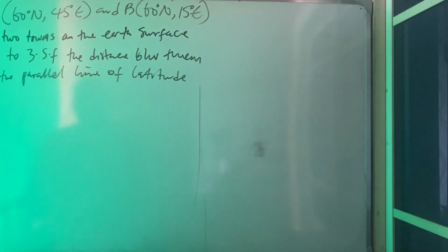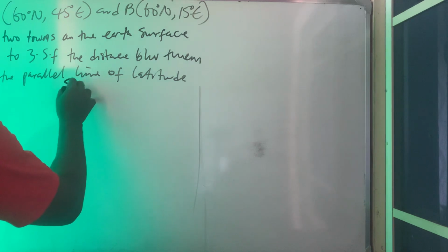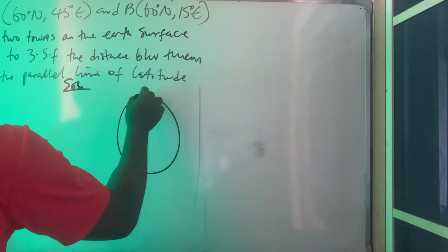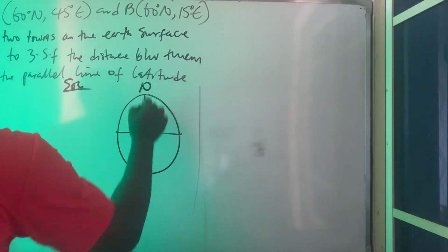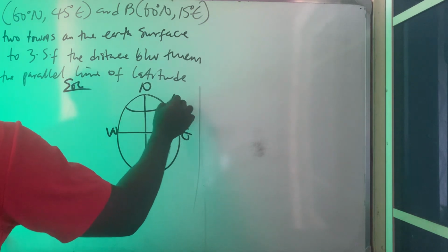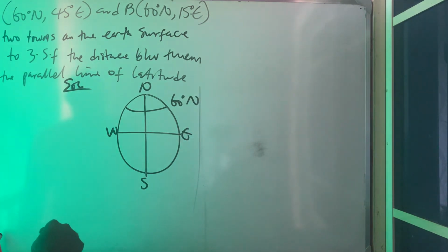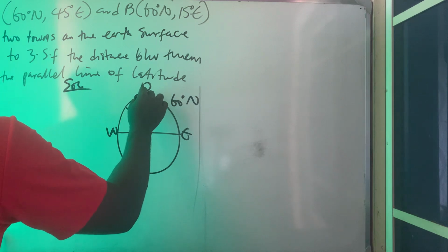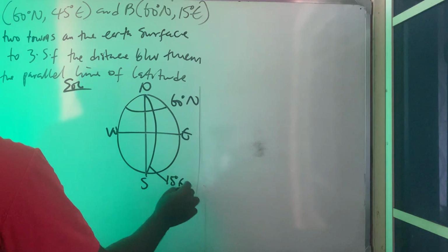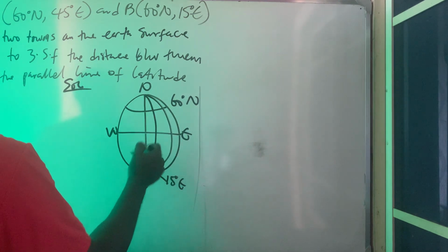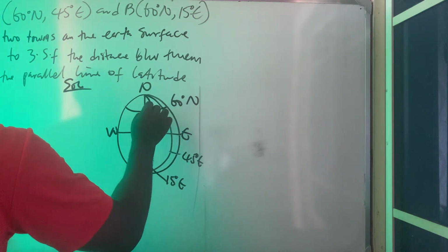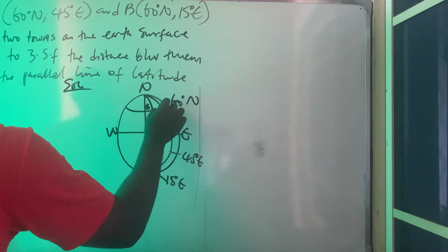So this is very simple. Even if you don't want to draw it, you still get your answer, but let me just draw it for drawing's sake. This is my north, south, east, and west. I have 60 north, 15 east and 45 east. So 15 east should come first, and then 45 east. They meet here and here. The one with 15 is my B and this is my A.